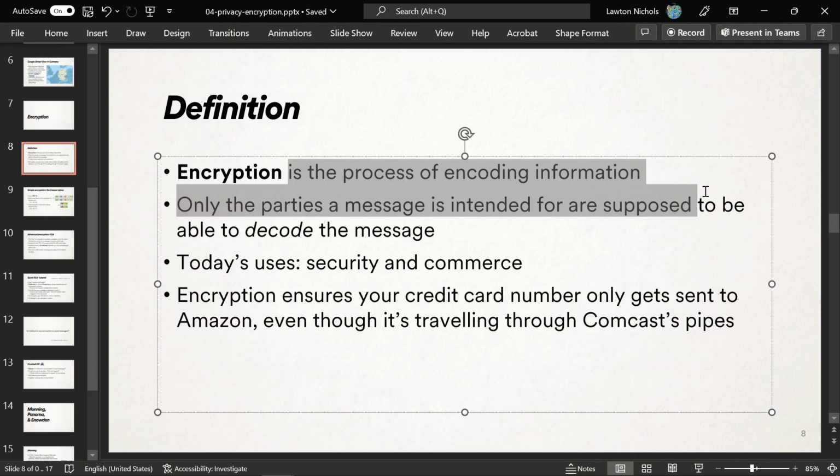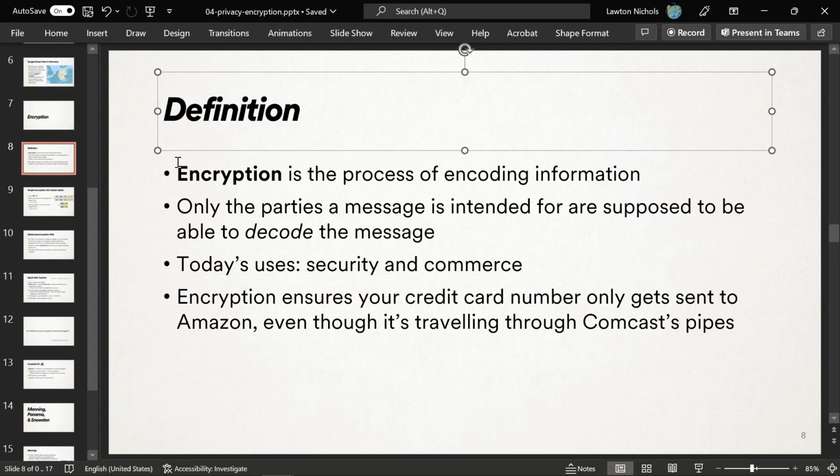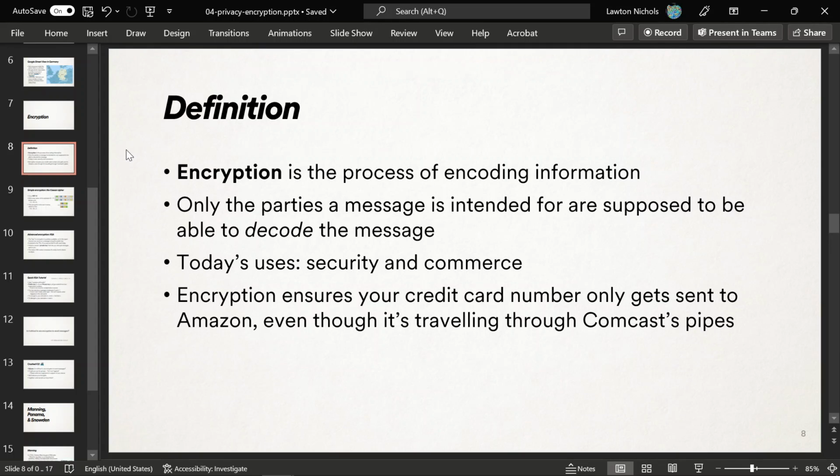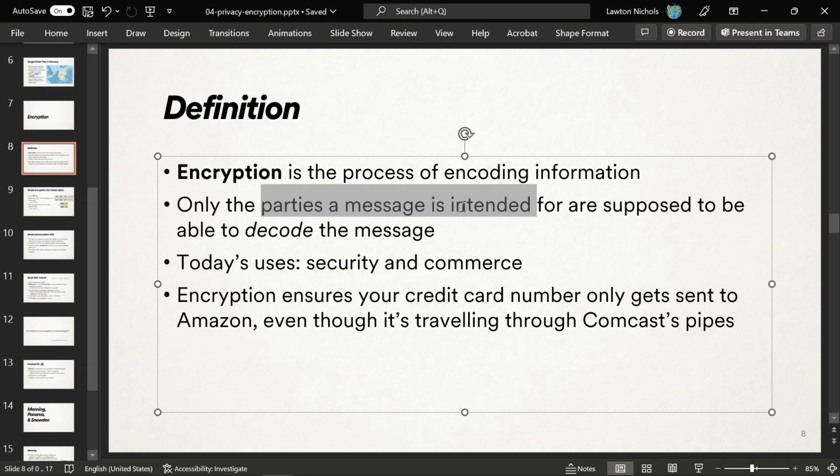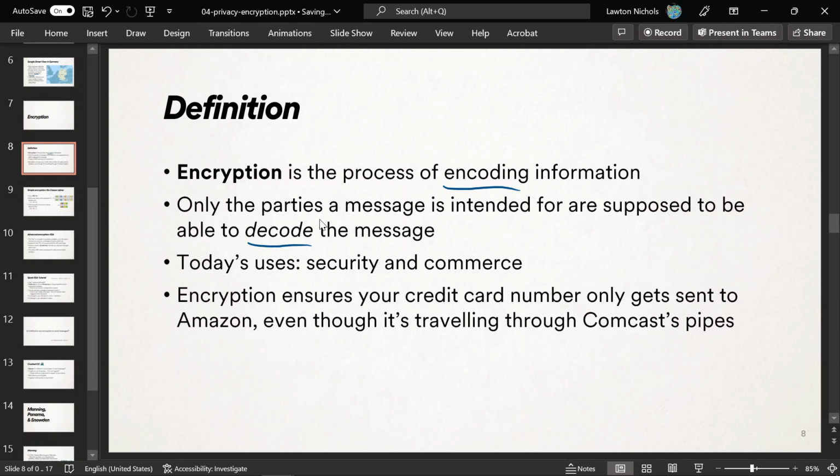Encryption is just sending encoded information. It's the process of encoding that information into a form that only the person you're sending it to can understand. Only the parties a message is intended for are supposed to be able to decode or decrypt the message. Okay? So you've got encoding, decoding, and there's a concept of a message that you want to send. That's usually the metaphor. And so encryption is all over the place today.